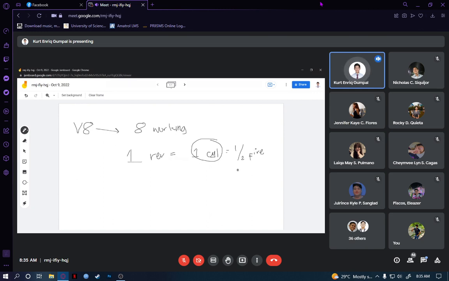Okay? Why 1/2 firing? Because we're talking about a 4-stroke engine, your spark plug only ignites once every 2 strokes. Right? That's why it only gives power on the second stroke. Okay? Since 2 revolutions are equivalent to 1 firing, that means per cylinder I have a 1/2 value.